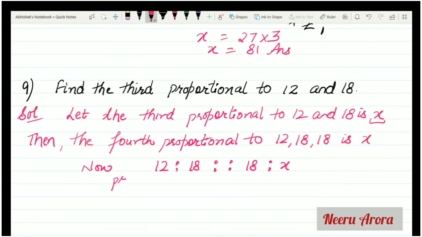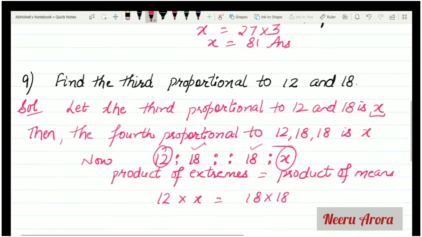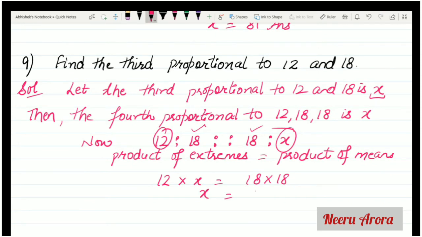Again, the product of extremes is equal to product of means. So let's find out the value of x. 12 into x is equal to 18 into 18. These are extremes. 12 and x are extremes. 18 and 18 are means. So the value of x is 18 into 18 by 12.